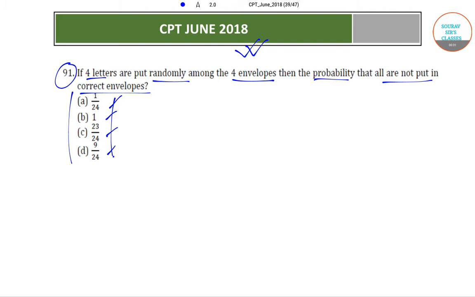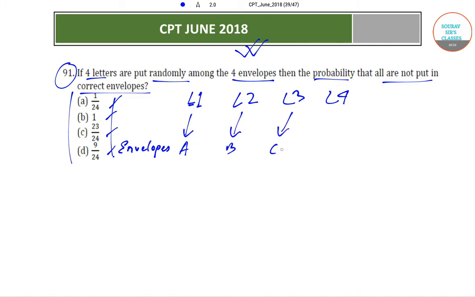Now we have 4 letters. We can write them down as letter 1, letter 2, letter 3 and letter 4. And let me add the corresponding envelopes to which they should go. L1 should have gone into A, L2 should have gone into B, L3 should have gone into C and L4 should have gone into D. So these are the corresponding envelopes.